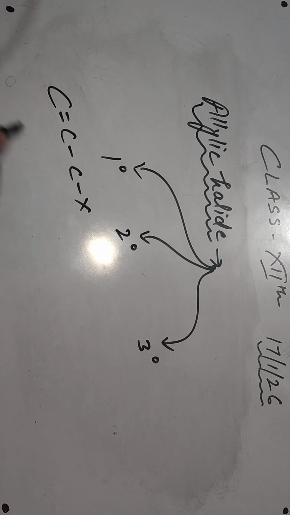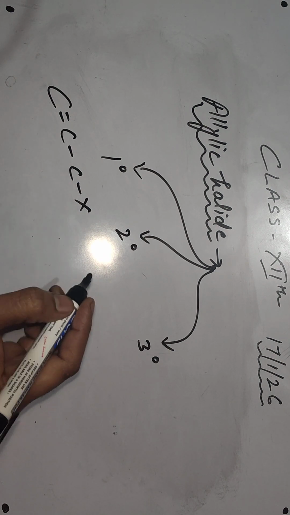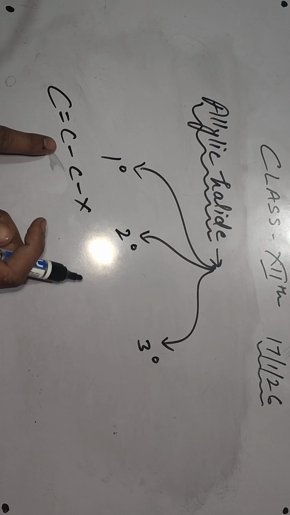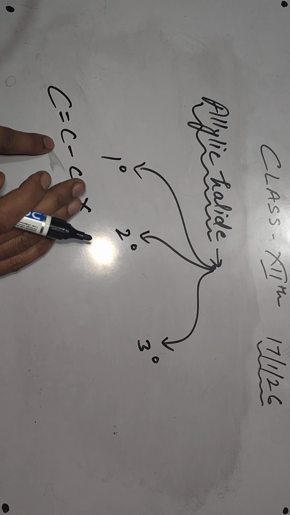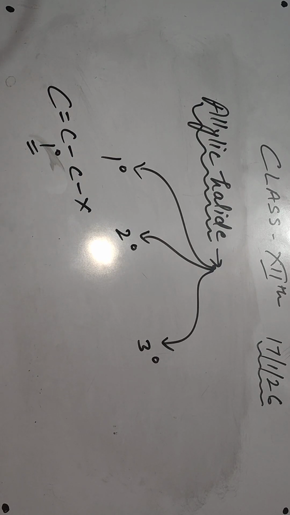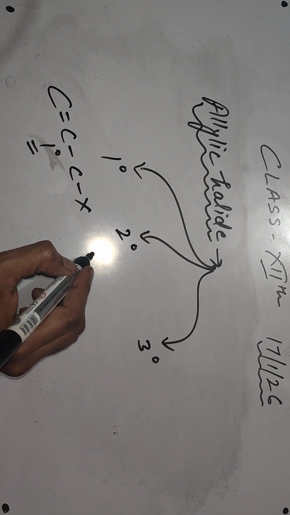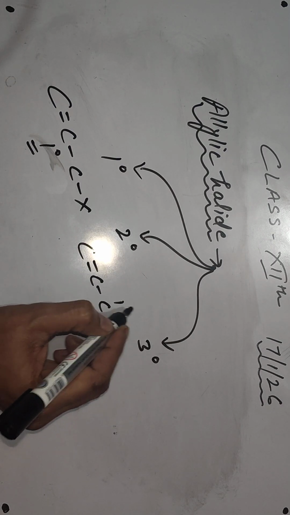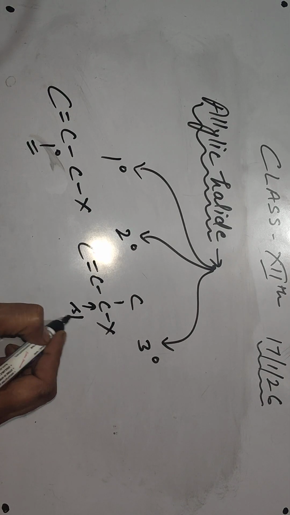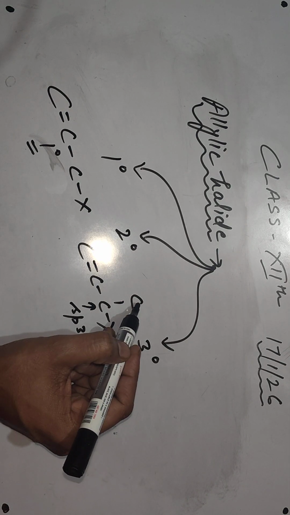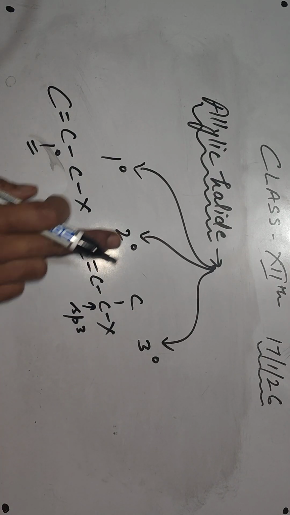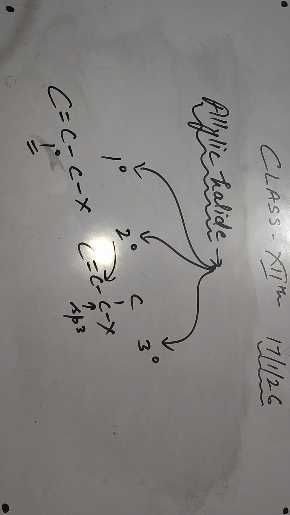The carbon which has sp3 hybridization, if further connected with a single carbon like this, the degree is 1 degree. This is 1 degree allylic halide. Now what will be 2 degree allylic halide? This condition: the sp3 carbon is connected to 2 carbons directly. So this type of allylic halide will be considered as 2 degree allylic halide.